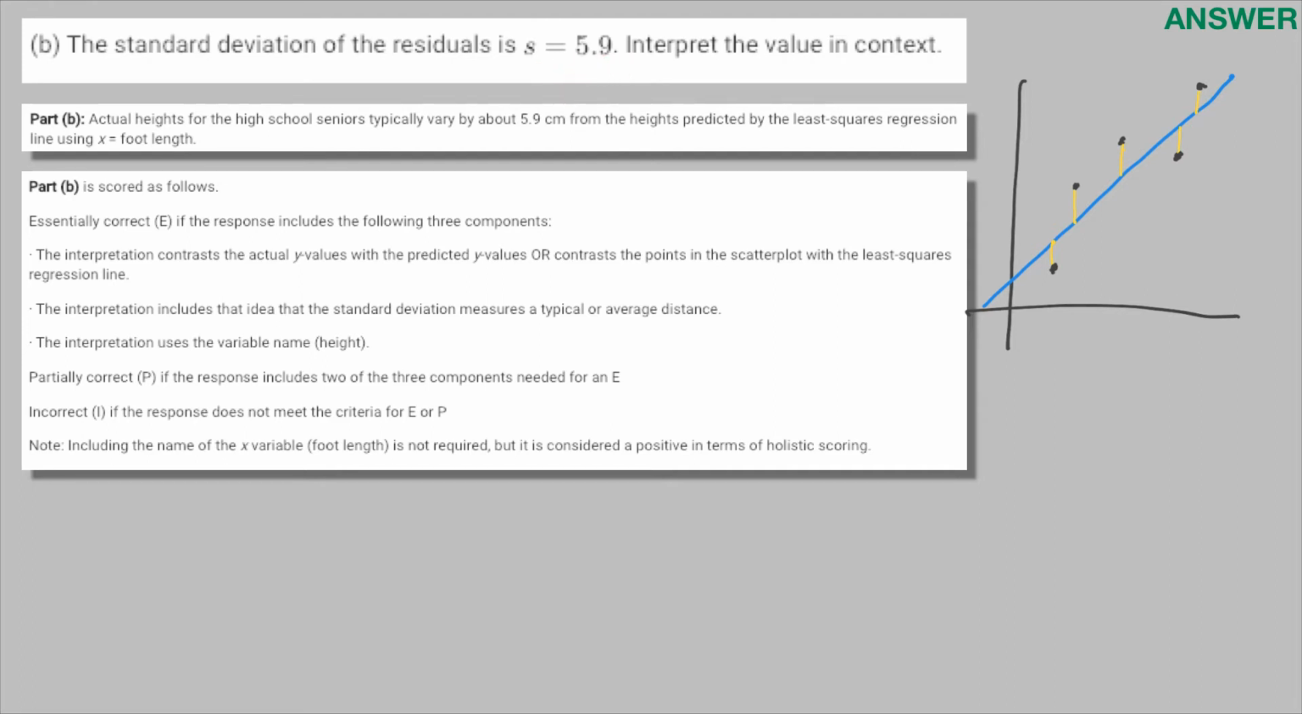Essentially correct if you have comparing actual to the predicted, or points in a scatter plot with the least squares regression line. A picture would help satisfy that. Interpretation includes the idea that standard deviation measures typical or average distance, and interpretation uses the variable name height.